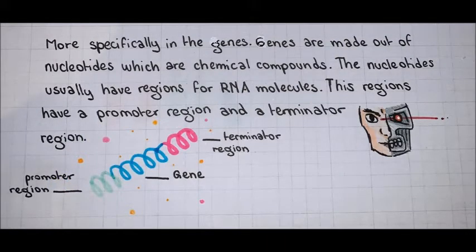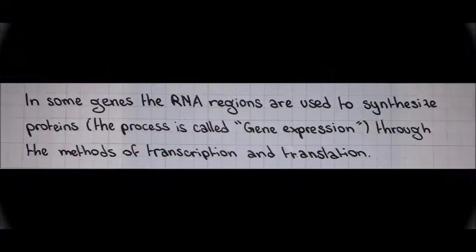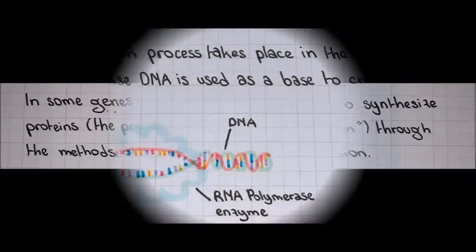Genes are made out of nucleotides, which are chemical compounds. The nucleotides usually have regions for RNA molecules. These regions have a promoter region and a terminator region. In some genes, the RNA regions are used to synthesize proteins. The process is called gene expression, through the methods of transcription and translation.